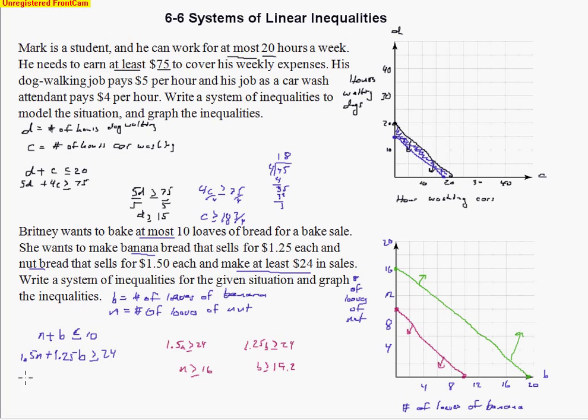That means that, we could say, Brittany will have to bake more than 10 loaves to make $24 or more. So that's our situation on that one. Let's take a look at some other problems.